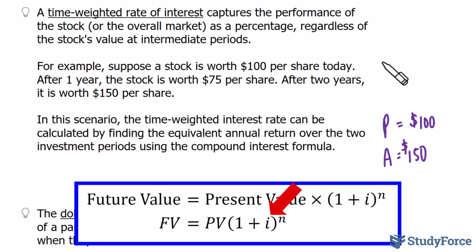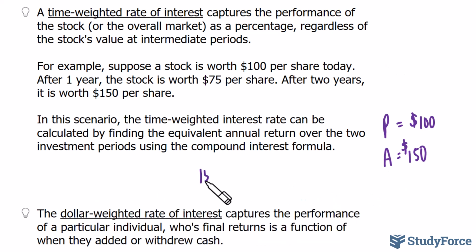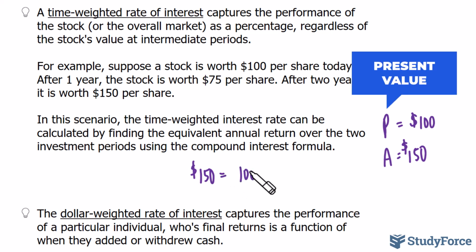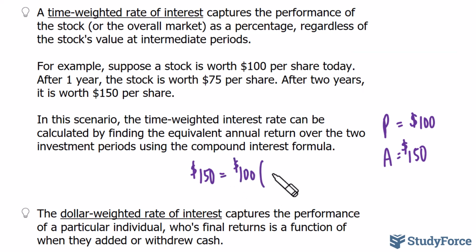Let's substitute these values into that formula. 150 is the future value. The present value is $100, and that's being multiplied by 1 plus the interest rate which we're looking for, which is the time-weighted rate of interest. And this is being raised to the power of 2 because 2 periods have elapsed.